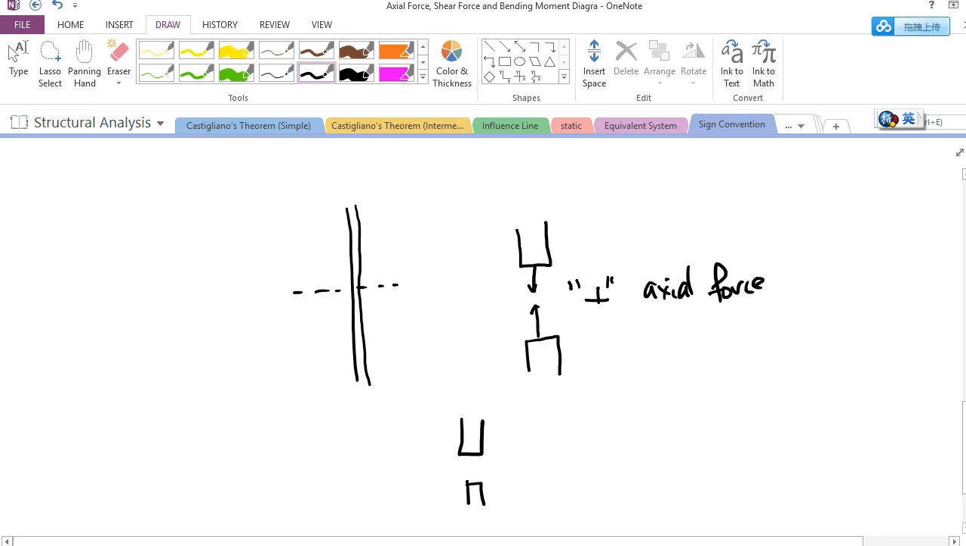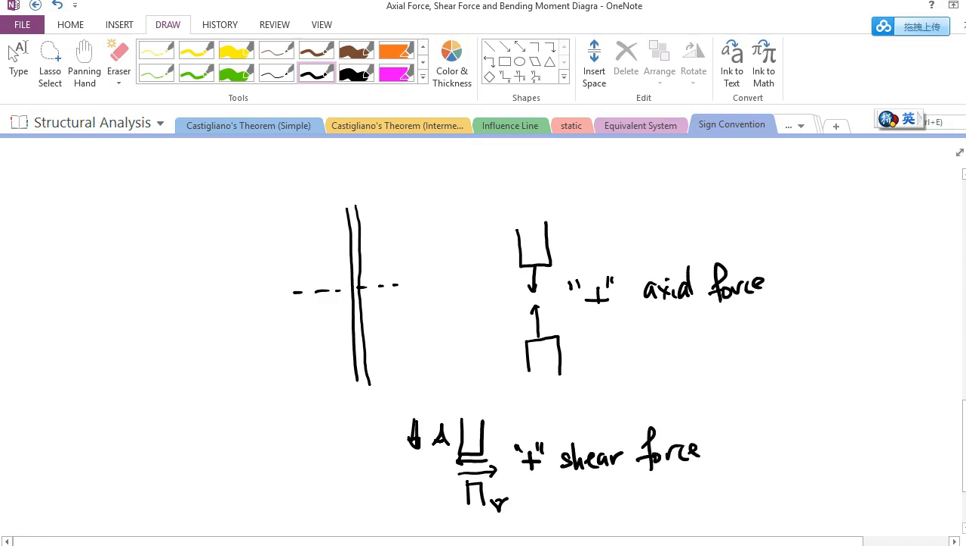If you look from this side, you will see that this is the left face, and this is the right face. A positive shear should be something like this, which also checks whether this is consistent with a person who looks from this direction. If I look from this direction, I will call this the left face and this the right face. So the right face is upward, so this is positive. So this is a positive shear for a vertical member. Okay, force.